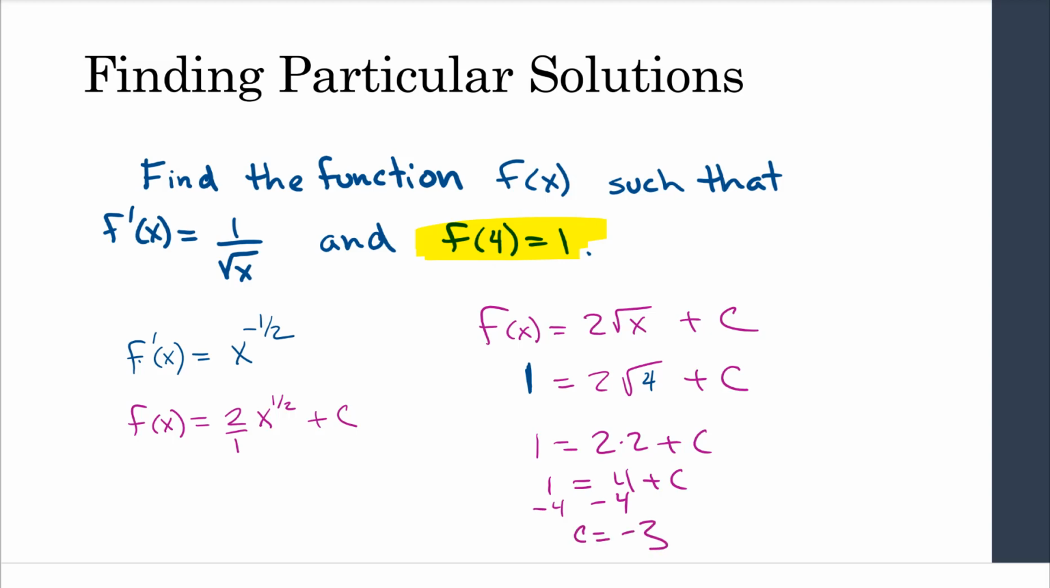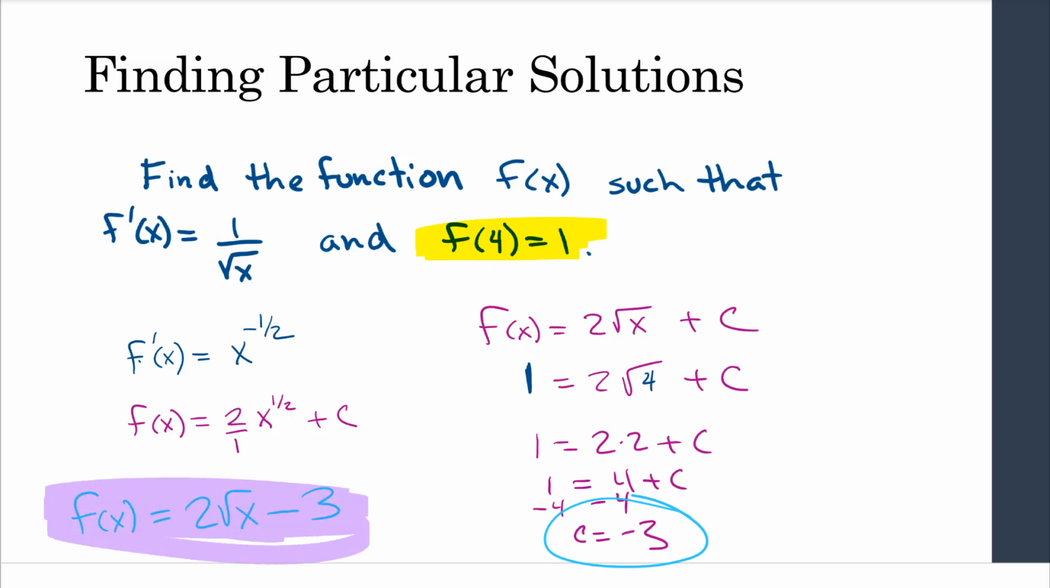Well, boy, howdy, let's just write down our solution. I guess our function must be 2 square roots of x minus 3. So our c was minus 3. Well, there we go. We went through and we solved for it. F of x is equal to 2 times the square root of x minus 3. And there's your first particular solution.